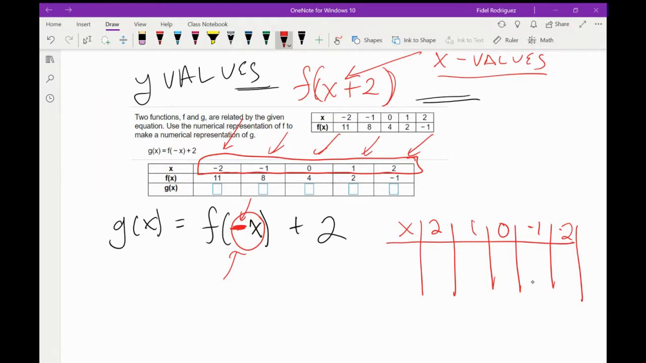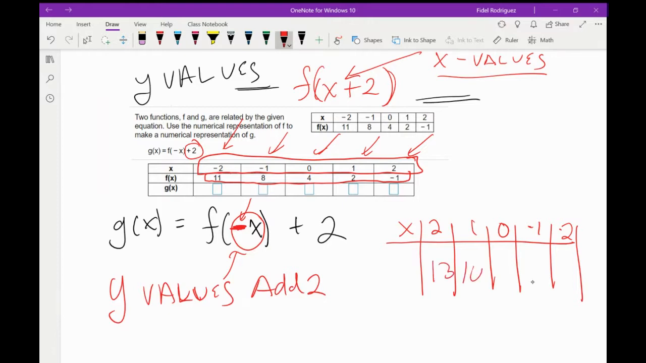Now the next part, what are we going to do with the y values? With the y values, add 2. That's right. So I'm going to go to the values right here, and I'm going to add 2 to each of them. This one here should be 3? And 6, 4, 6, 4, and 1? Yeah. And so this is going to be my g of x, right?